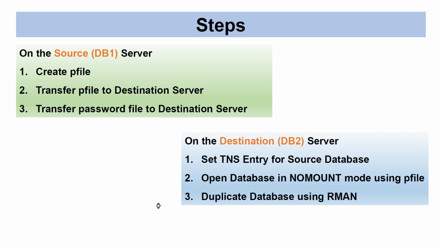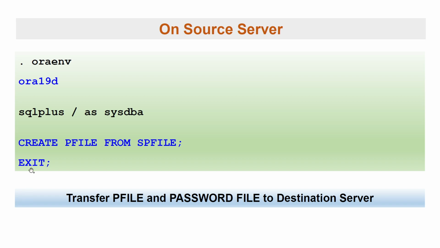Let's understand the steps in detail. On the source server, you have to create the P file from the SP file. If you already have the P file, you can skip this step. Once the P file is created, transfer the P file and password file to the destination server.